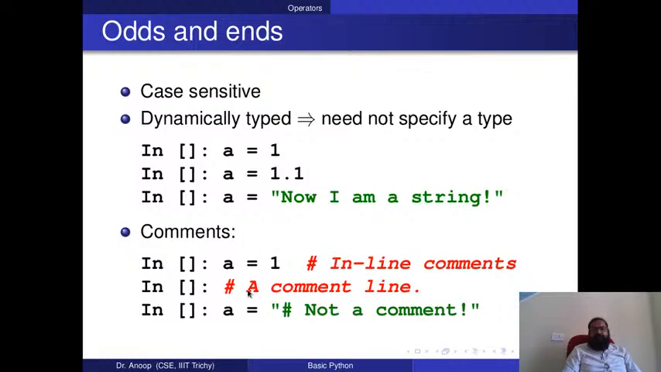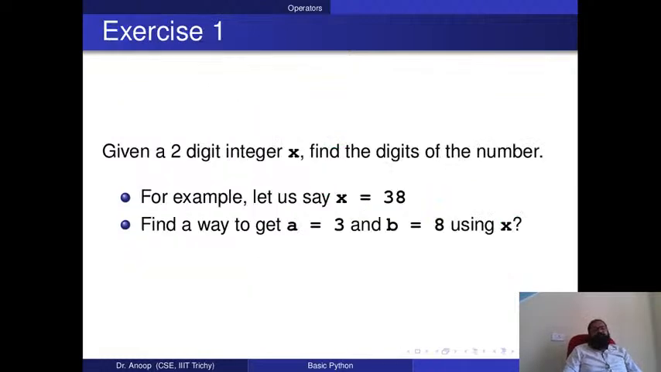That hash inline comments part is a comment, while a is equal to 1 is a valid statement. And then the second line given over there is a complete comment, where no particular valid statement is available in that line. Then the third one is given as a equal to, in double quotes, hash not a comment, which means that it's a string. So there we have defined a string.